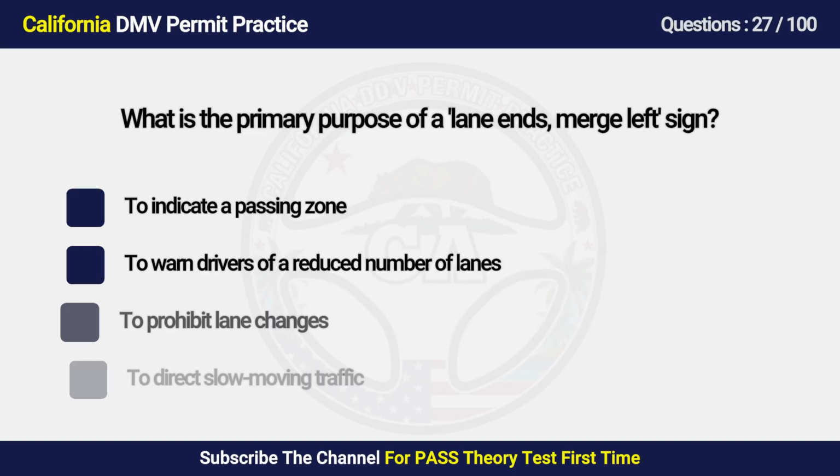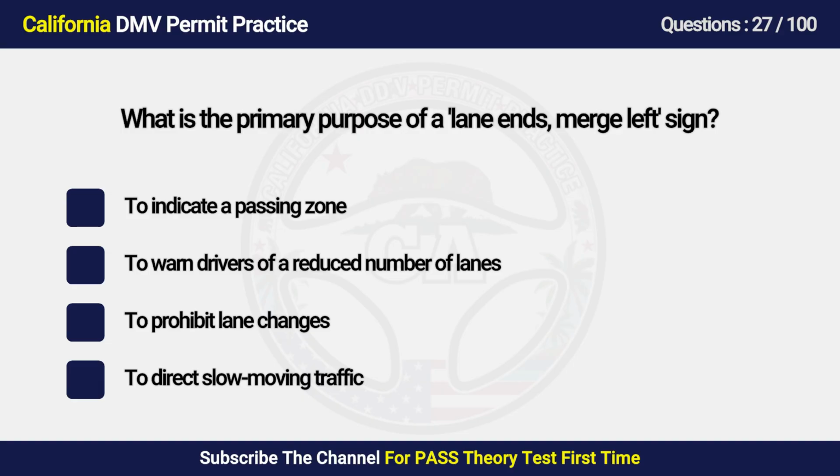Question 27. What is the primary purpose of a lane ends, merge left sign? A, to indicate a passing zone. B, to warn drivers of a number of lanes. C, to prohibit lane changes. D, to direct slow-moving traffic.